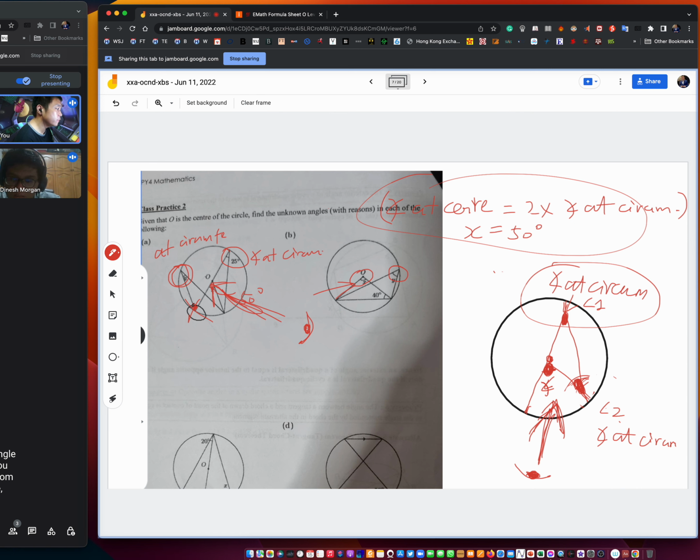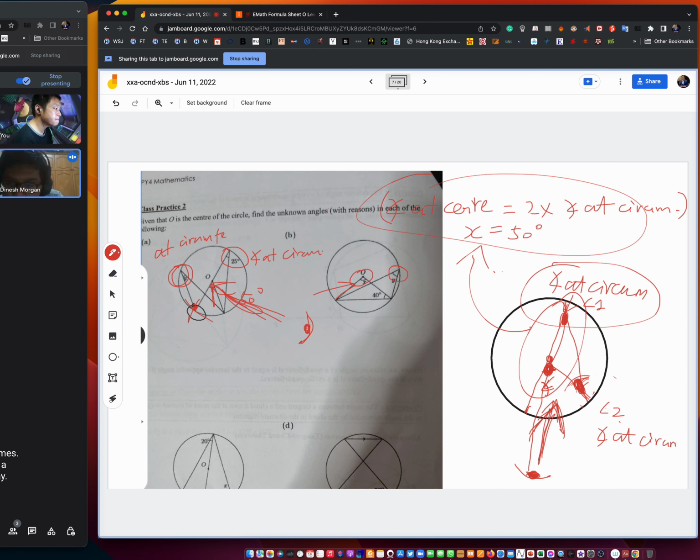Okay? So if you look at it from this perspective, you just go through, this is the center, then this is the angle at circumference. Then these two will follow the relationship: angle at center is 2 times the angle at circumference.